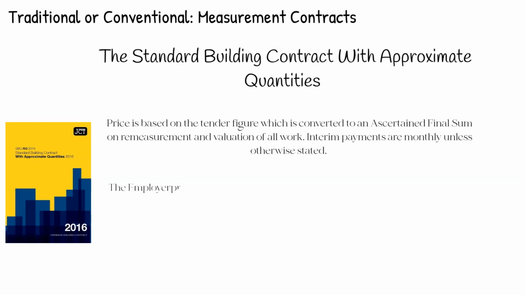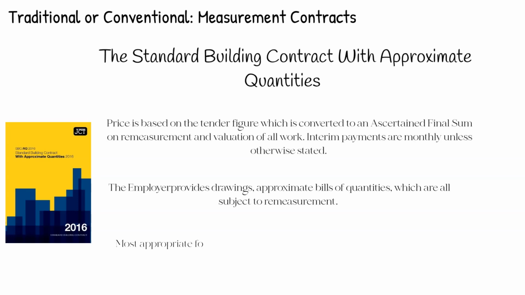The employer is to provide the contractor with drawings and with the approximate bill of quantities to define the quantity and quality of the work, which are all subject to remeasurement. This is due to insufficient time to prepare the detailed drawings necessary for an accurate bill of quantities to be produced. This contract is most appropriate for larger works designed or detailed by or on behalf of the employer.